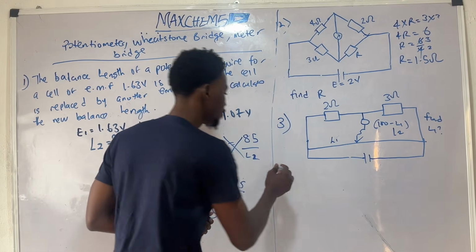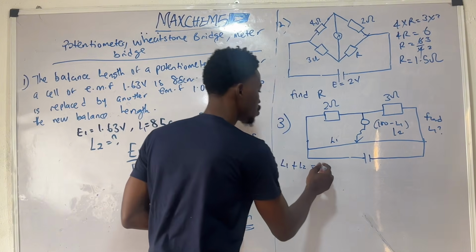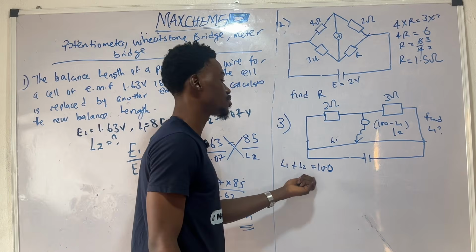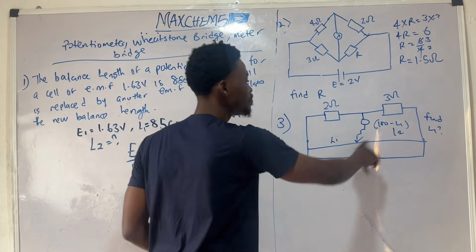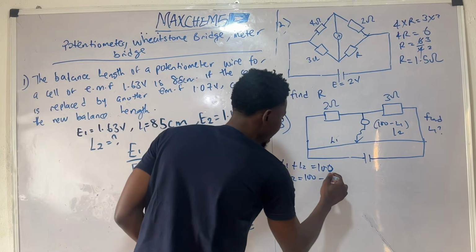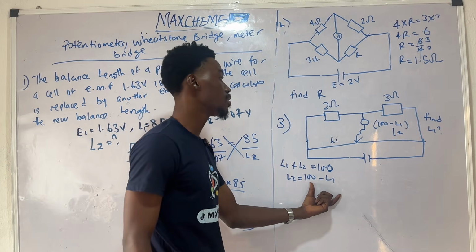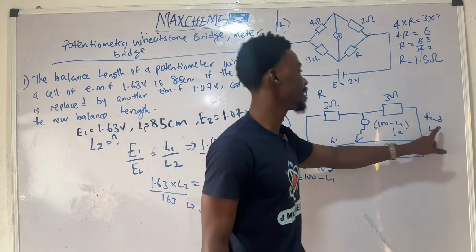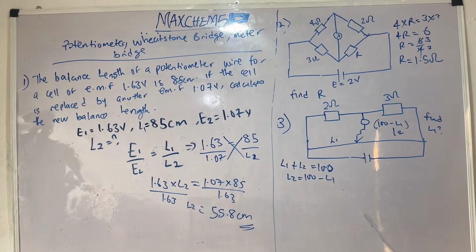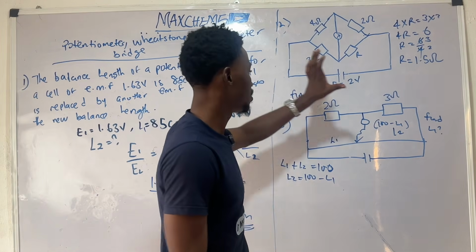And it turns out that if you sum L1 plus L2, the total length would always give you 100 in a meter bridge setup. That will mean that the L2 here is simply equal to 100 minus L1. So L2 is equal to 100 minus L1. And in the question here, we are asked to find L1. So grabbing my calculator, I have the meter bridge setup to be like this.